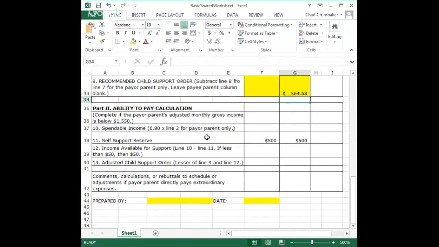There's also another piece that plays in, and it has to do with the ability to pay calculation. That comes in really only if you make under $1,550 a month. Then we give you some self-support income. Usually at least $500 is reserved that you can use for your own benefit. Remember, we talked about that with George and Susan in a previous discussion about alimony, and whether it's fair to have Susan pay more than basically half her income to George. Well, in the child support calculation, because it's already pre-done, the law says you get some self-support if you make under a certain amount.